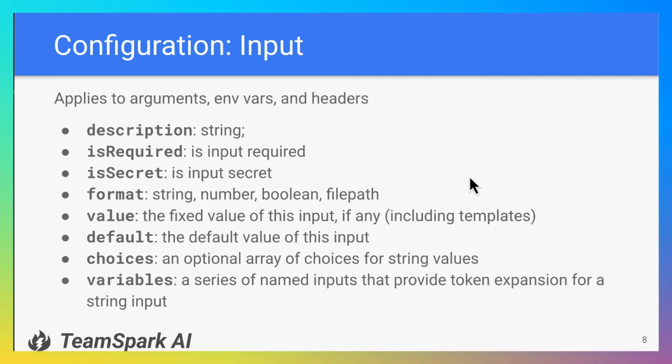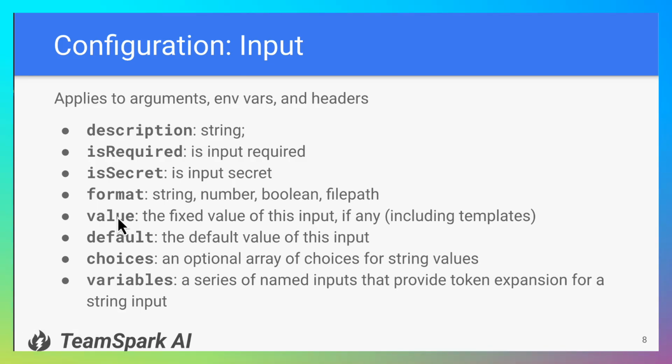So that's the basic configuration that you're going to be able to define for either a package or a remote. All of those configurations are built on this core concept of an input, which is something that the user is typically going to input. It'll include a description that's displayed in the user interface, whether it's required, whether it's secret, a format, which can be string, number, Boolean, or file path, and a value. The value property is a fixed value. Some people inadvertently use this like a default value. If you put a value in there, that is the value of that parameter. So it can be used for a fixed value, or it can be used for a template.